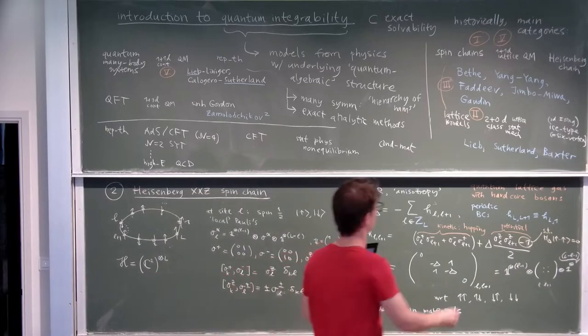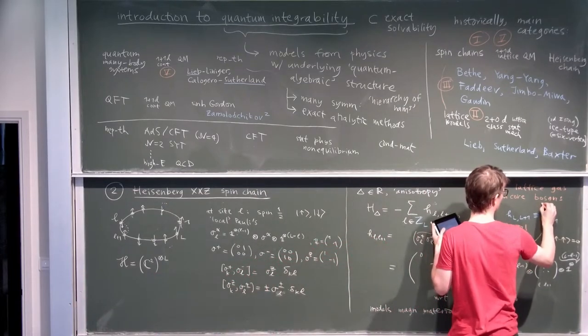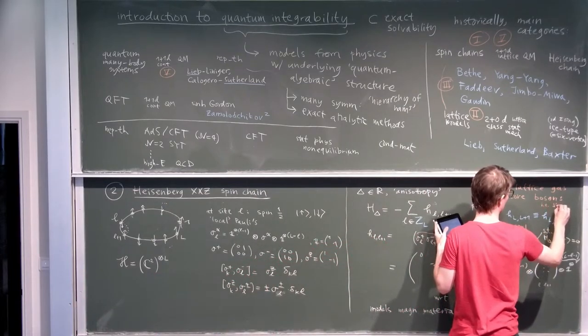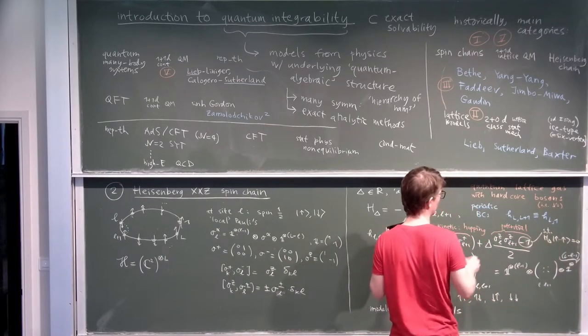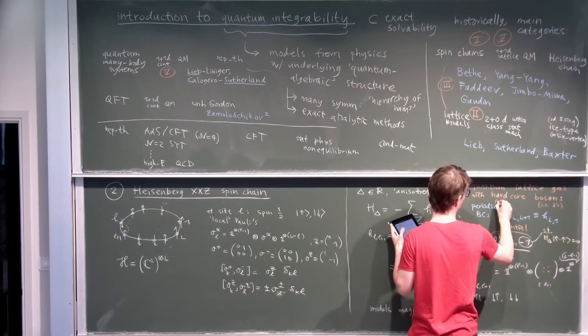Okay, and so we think of the bosons as the down spins, for instance, it doesn't matter, and hardcore is because you can't occupy the same site.